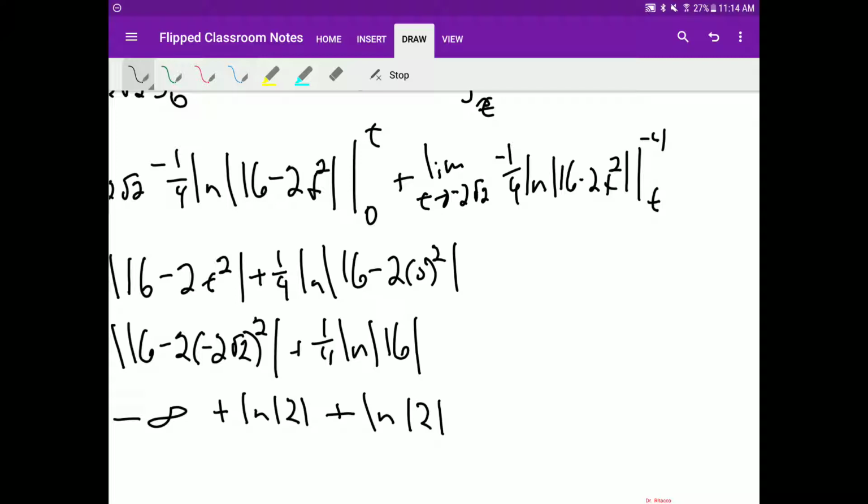16, we're going to go 4 squared, 16 times 2 is 32, 16 minus 32 is negative 16. We're going to take the absolute value of that. Now this is going to be negative because we're at negative 1/4, so negative natural log. And then from that we're going to now subtract or add the value of 1/4 natural log of 16 minus 2t squared. So essentially we're going to end up with adding infinity.